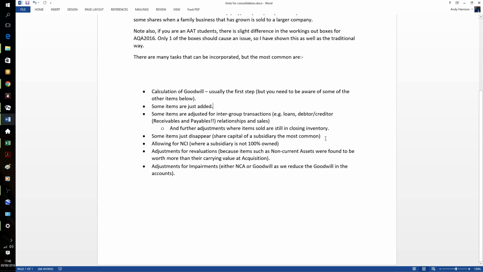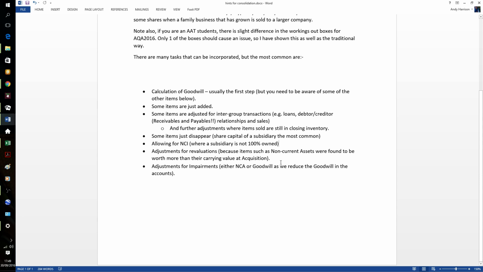Some items disappear. Share capital subsidiary and the premium disappears. It's been absorbed into the parent. And then we need to do some calculations on NCI. The latest version of AAT exam doesn't have all the workings out boxes for this, so you might have to do a bit of sketching out on a bit of paper.